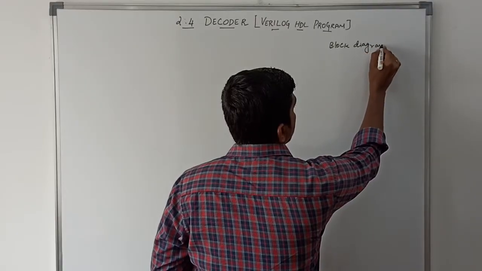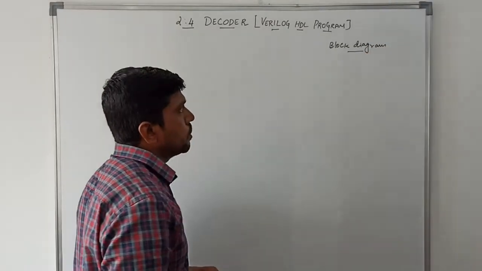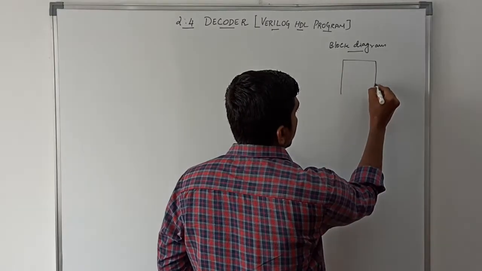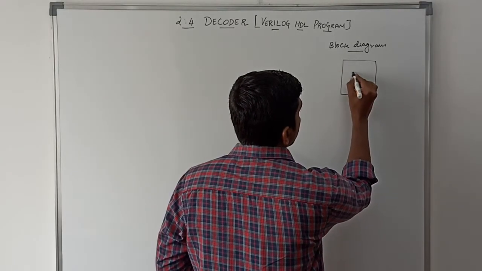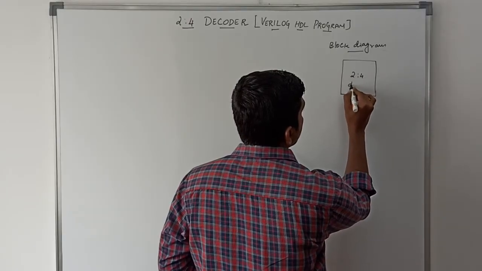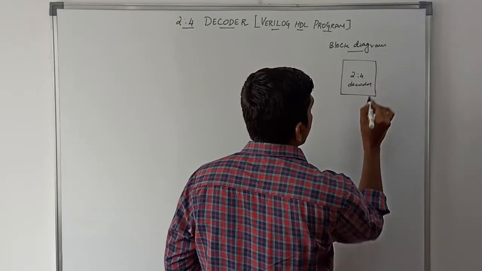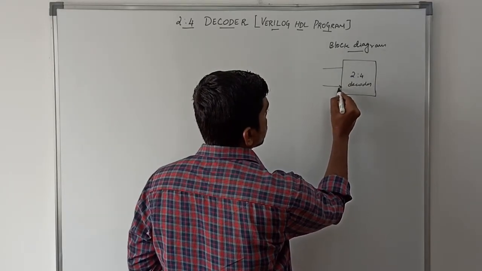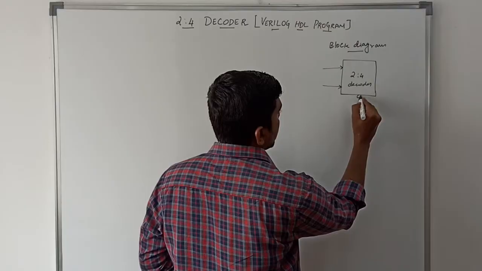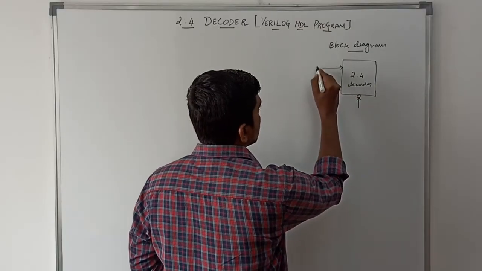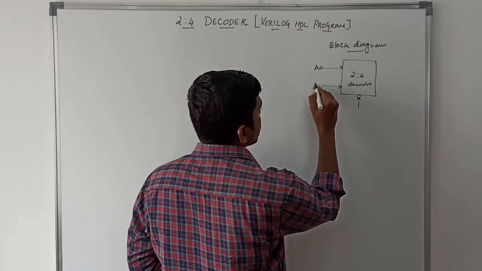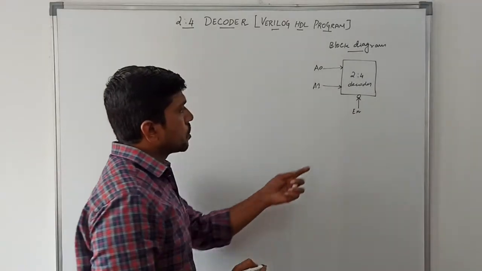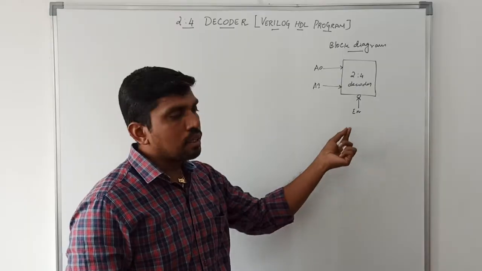Block diagram for 2:4 decoder circuit. So it's a simple block diagram, 2 to 4 decoder circuit. Now we assign the input values. It has 3 inputs, namely called A0, A1, and enable. So this enable is a control signal.